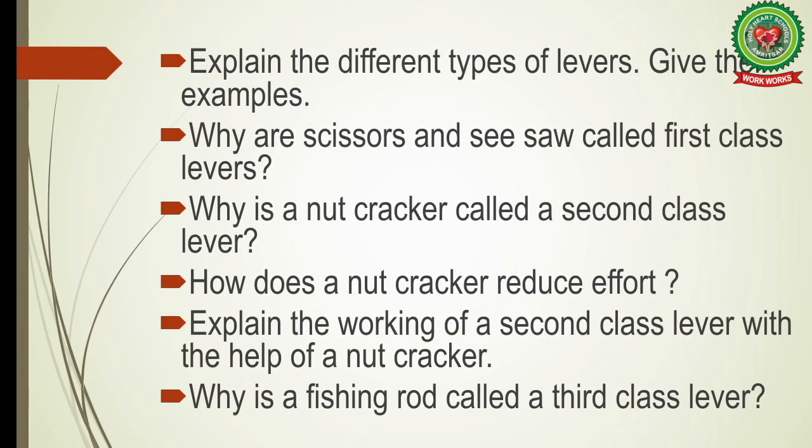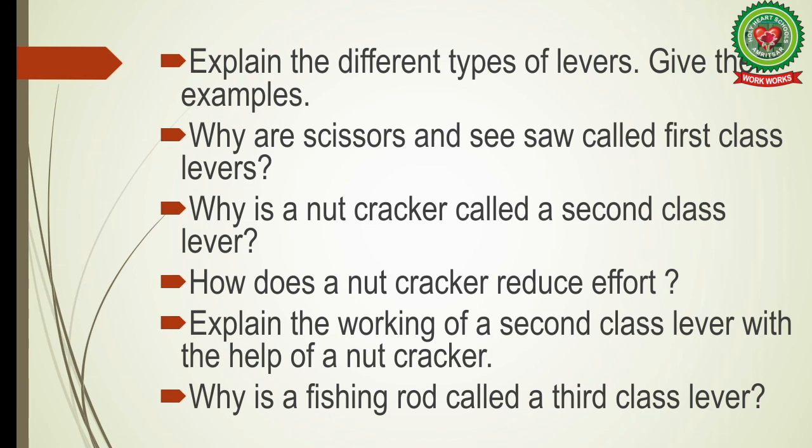Students, you must be able to answer all these questions now. First, explain the different types of levers and give their examples. Then, why are scissors and seesaw called first class levers? How will you write its answer? Since in scissors and seesaw the fulcrum is located between the load and effort, they are called first class levers. Next question, why is a nutcracker called a second class lever? In the same way, since in a nutcracker the load is located between the fulcrum and effort, it is called a second class lever.